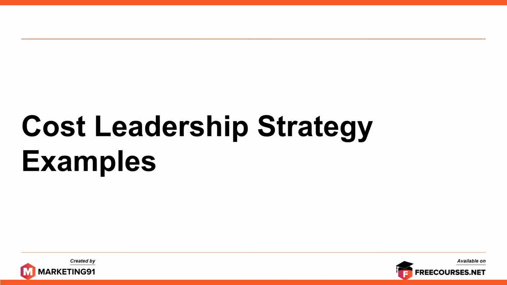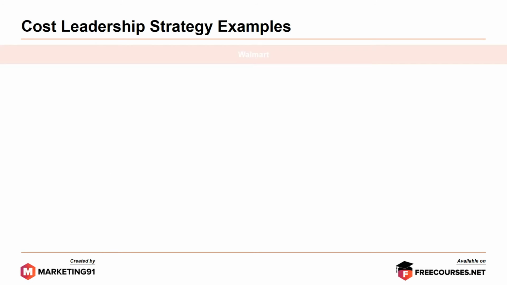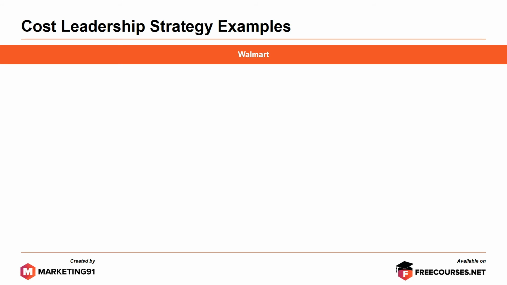And finally, cost leadership strategy examples. First, Walmart. Walmart has a strategy of everyday low prices to attract customers. The idea of everyday low prices is to consistently offer products at an attractively cheaper rate than competitors rather than depending only on sales. Walmart has a large scale and efficient supply chain.